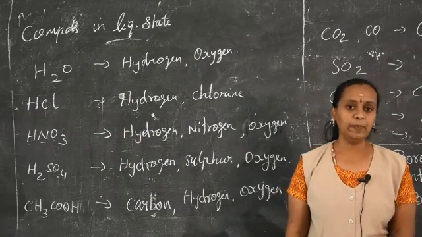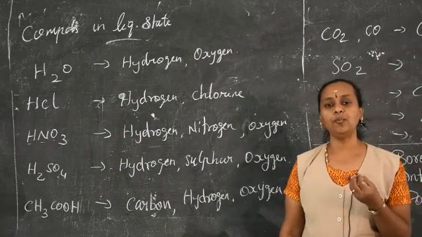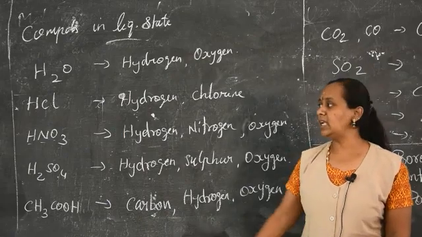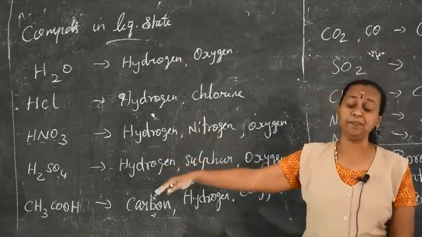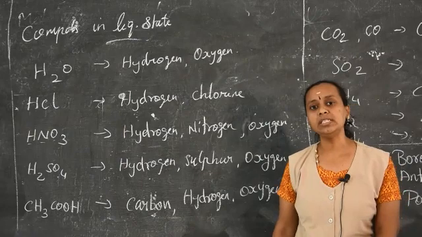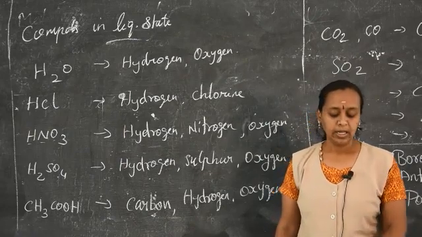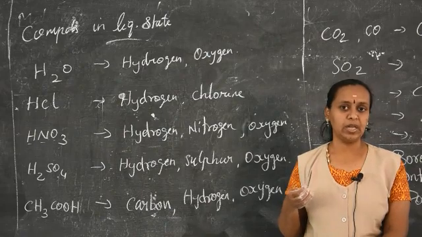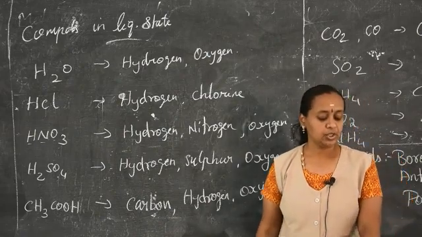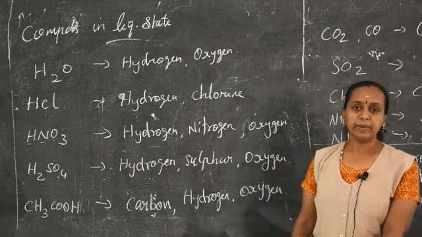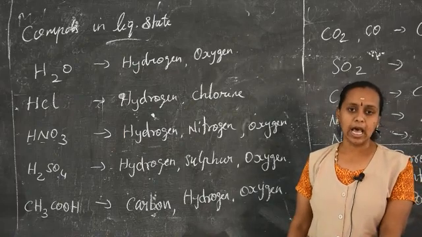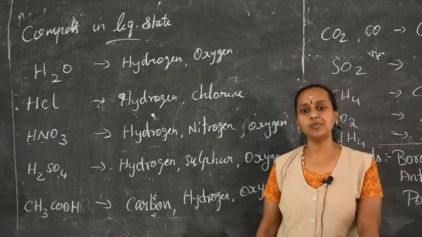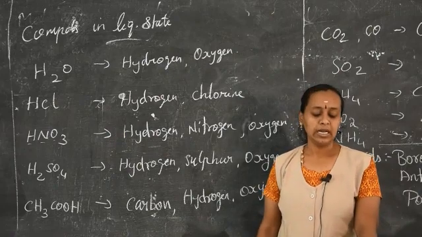The next is table salt. We use table salt, which is nothing but sodium chloride, NaCl. I have mentioned it is in the solid form. The constituents are sodium and chlorine. It is essential and edible, and we use it in our daily life. Then sugar, which is nothing but sucrose. It contains carbon, hydrogen and oxygen. It is used for preparing sweets and for many purposes in our daily life.